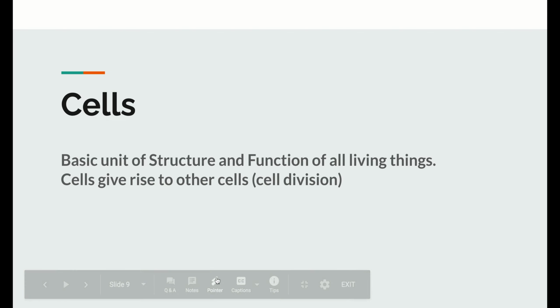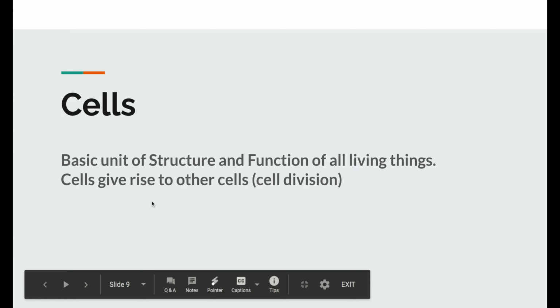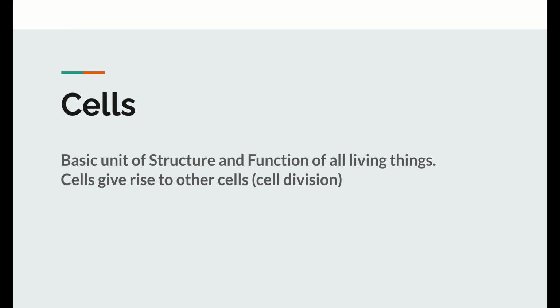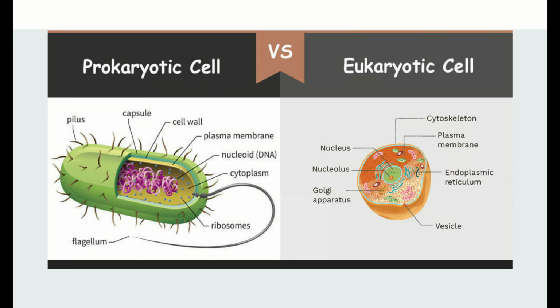The next topic is cells. So cells are the basic unit of structure and function of all living things, and cells give rise to other cells. That's part of the cell theory, through the process of cell division. There are 2 different types of cells. We can break them into 2 different categories: prokaryotic cells and eukaryotic cells.